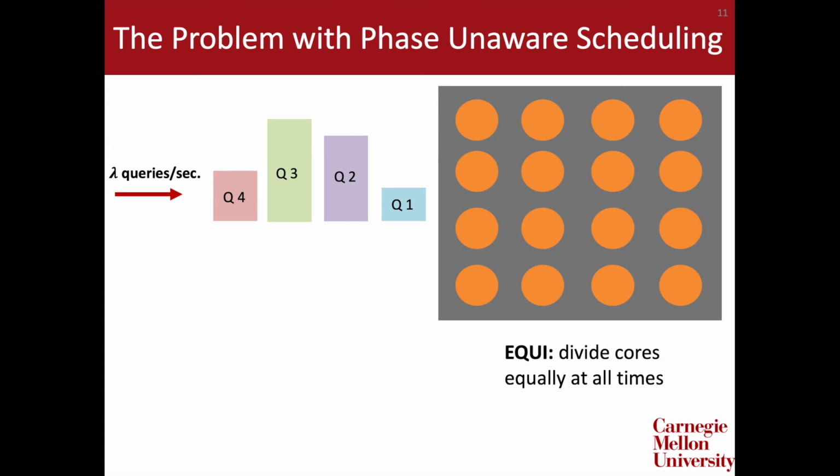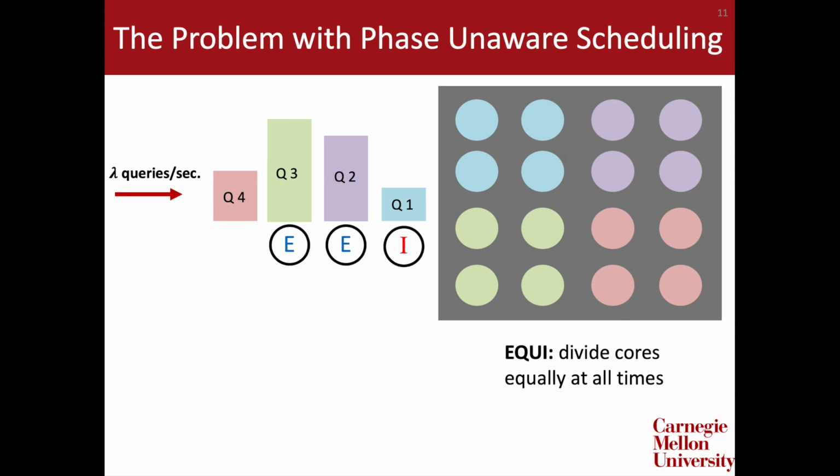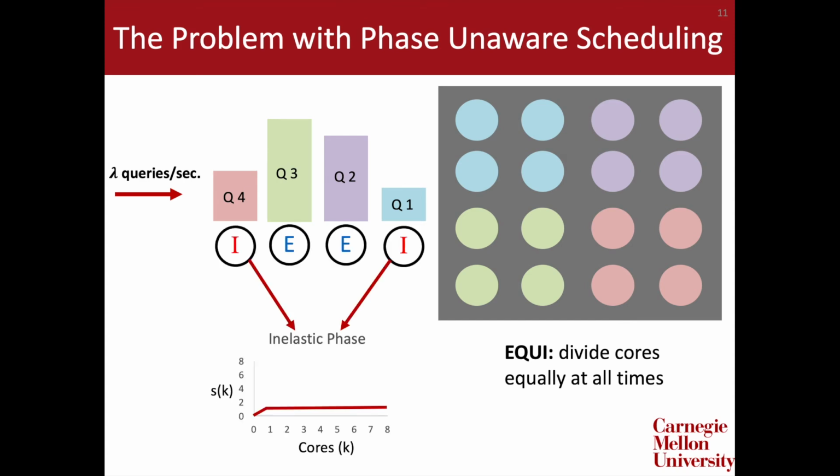For instance, consider the Equi policy, which has been widely discussed in the literature. Equi divides cores equally at all times. So in this case, Equi would allocate 4 cores to each of the queries currently in the system. Intuitively, under the speedup function model, Equi seems like it maintains good system efficiency by preventing any one individual query from moving too far to the right on its speedup function. However, if we can see the current phase of each query in the system, it's clear that Equi is over-allocating to queries 1 and 4, which receive no benefit from running on additional cores. In general, Equi and other phase-unaware scheduling policies will tend to over-allocate to inelastic phases.